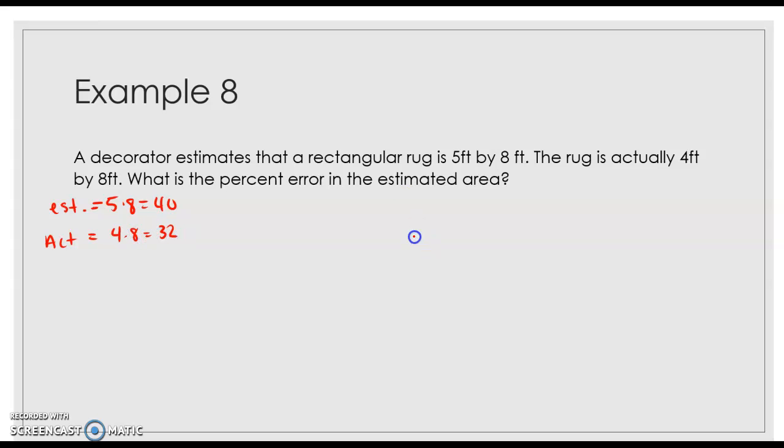So now we're going to take those two and I'm going to plug them in. My measured or estimated, our estimated minus our actual divided by the actual. So 40 minus 32 is 8. And then we're going to divide that by 32. So we end up with 0.25 as our decimal, because 8 divided by 32 is 0.25.